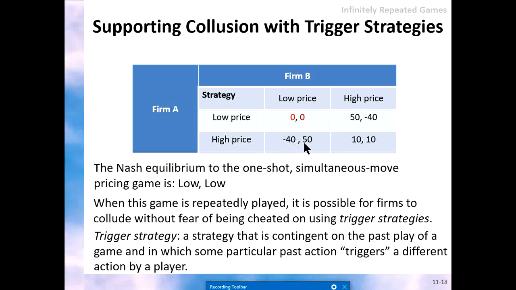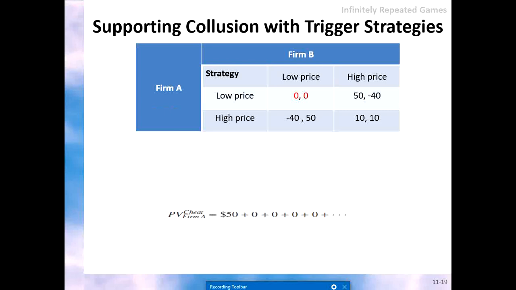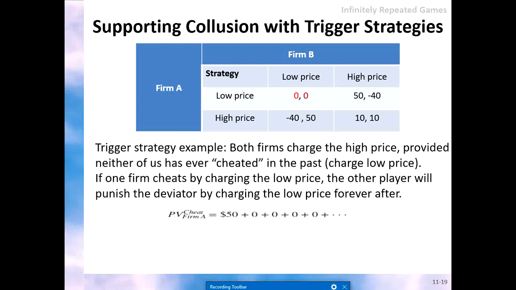But after that, firm A will punish firm B by charging the low price, and they will get 0, 0, 0. So the maximum for firm B to get here is 50. By contrast, if it did not cheat, it will get 10 plus 10 plus 10 plus 10 plus 10 plus 10. It may exceed 50, but that depends on how many times the game is going to be played. So to calculate that, take the trigger strategy example: both firms charge a high price provided neither firm has ever cheated in the past; otherwise, they charge low prices.